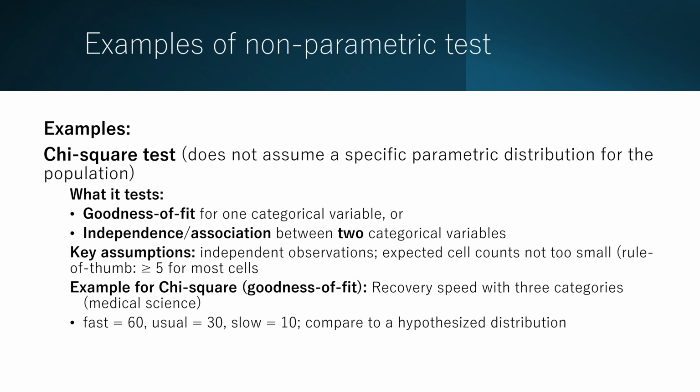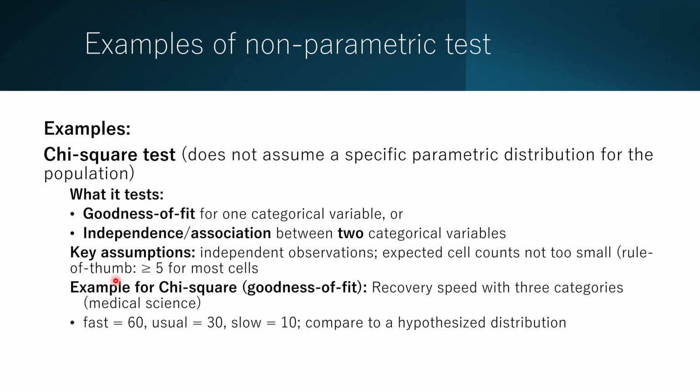Next slide shows examples of non-parametric tests. The chi-square test is for categorical data. The chi-square test is one of the most famous non-parametric tests. There are two main uses. Goodness of fit for one variable: does the observed distribution match the hypothesized one? This is the first one.